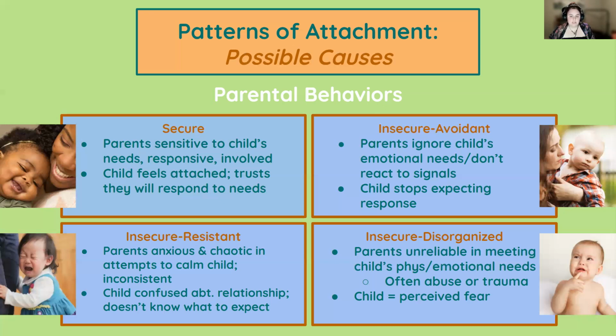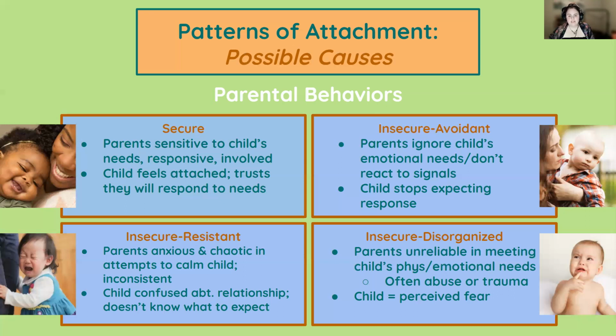Lastly, we have insecure disorganized. So here, this is linked to parents that are unreliable in meeting the child's needs. A little bit like the last attachment style, but here it goes a little further, even into being unreliable in meeting physical needs, like those basic needs. And this style also tends to include the element of perceived fear. So caregivers become a source of fear. And this is often due to abuse or maltreatment, or even witnessing a traumatic event involving the caregiver.